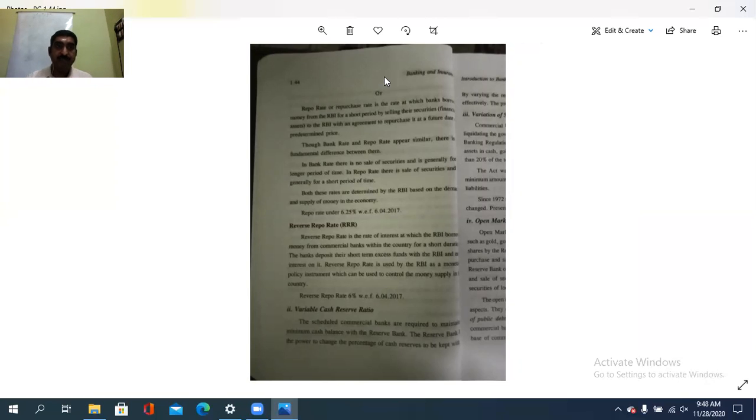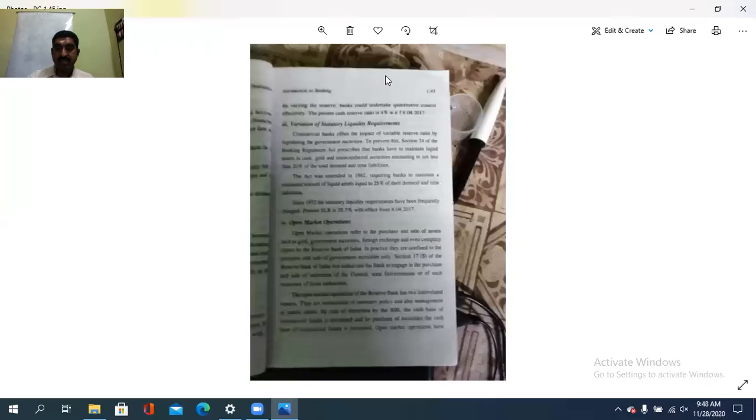And another point is the variable cash reserve ratio. That means to maintain a minimum cash balance with the RBI by the commercial banks. A reserve should be maintained. So that reserve is the variable cash reserve ratio. It is 4% as of 6/4/2017. And then variation of the statutory liquidity requirement is there.